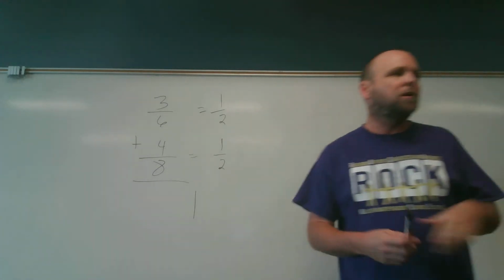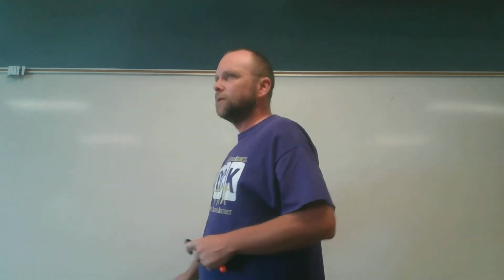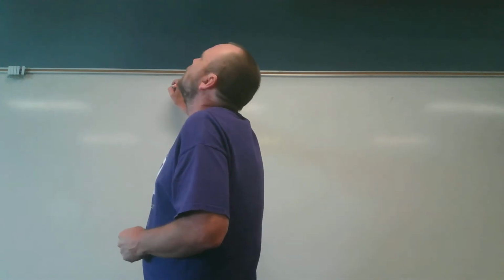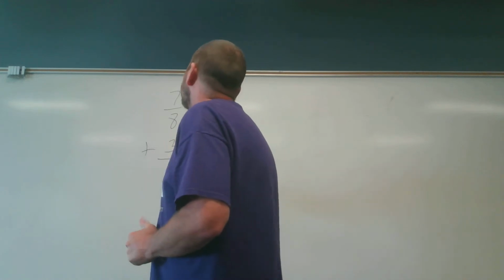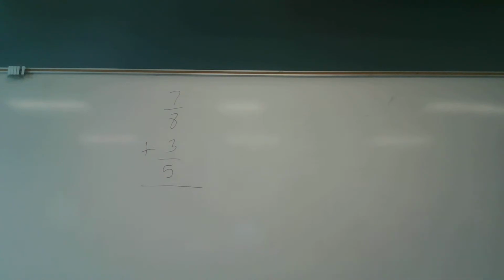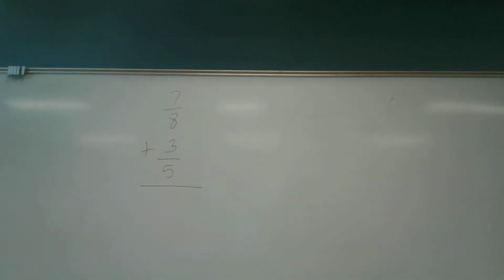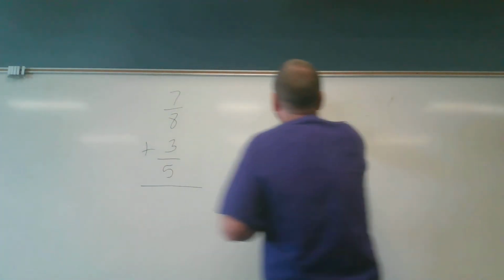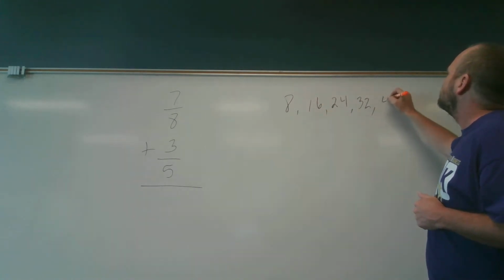That might help you on one of the warm-up problems for those of you that haven't yet done them. And let's look at 7/8 plus 3/5. 7/8 plus 3/5. As my young friend once told me, you had to have a common denominator. Brooklyn, what would be my common denominator for 8 and 5? 40. Because I could list my multiples of 8: 8, 16, 24, 32, 40.